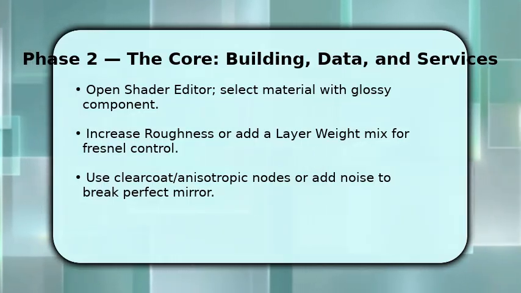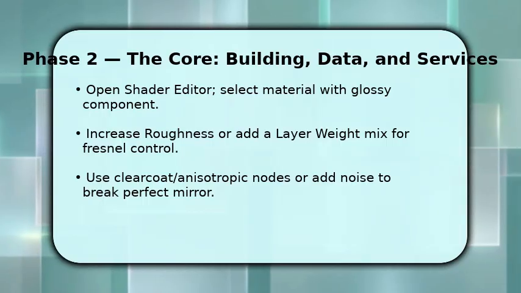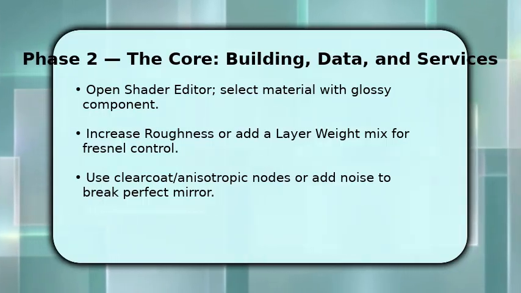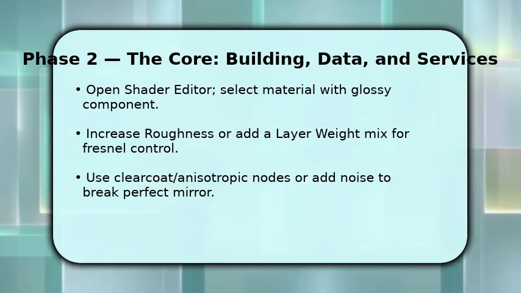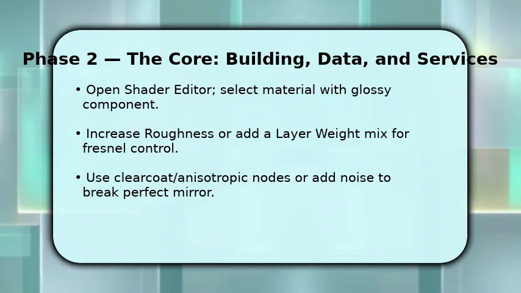If you need directional control, use anisotropic or clearcoat with low weight. For fine detail, multiply a low-contrast noise texture into roughness so specular highlights become irregular instead of hard.